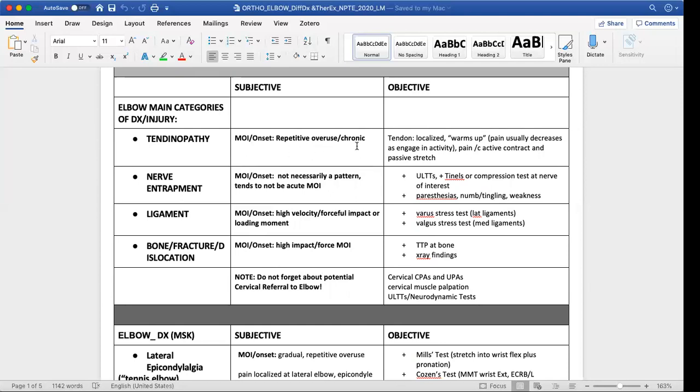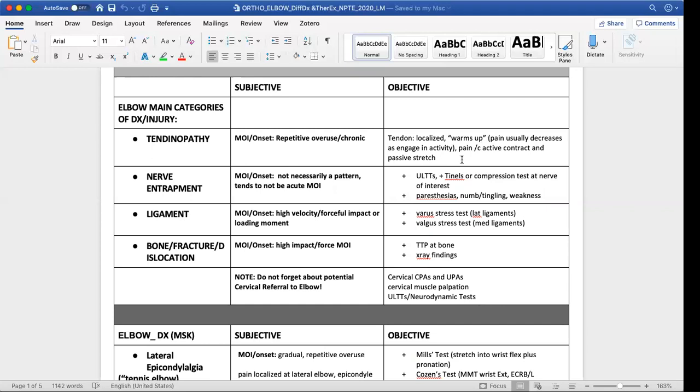Some objective findings that are common within upper extremity tendinopathies, and lower extremity too, but we're talking about upper extremity here around the elbow, is that the pain is usually localized. As we're thinking about the elbow, it's usually localized to the common flexor tendon insertion, medial epicondyle, or common extensor tendon insertion, lateral epicondyle.